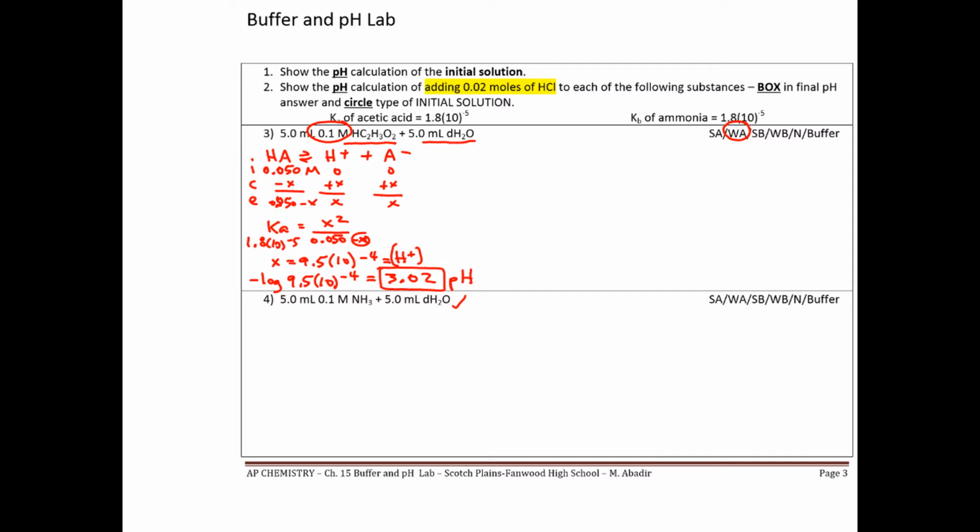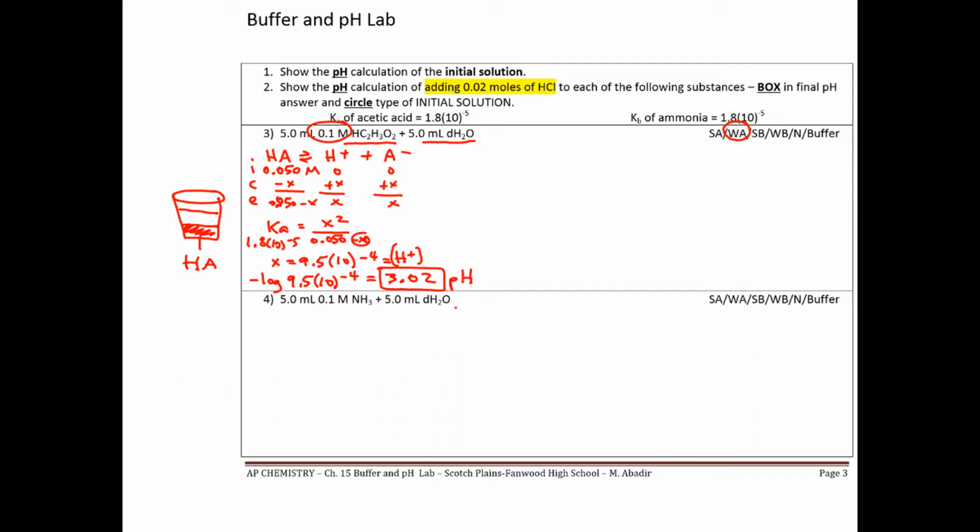So don't forget, if you were going to draw a picture, you have here your acetic acid, and then you just added some water to it. So now you know that you diluted it, and that's why the concentration went to 0.05.